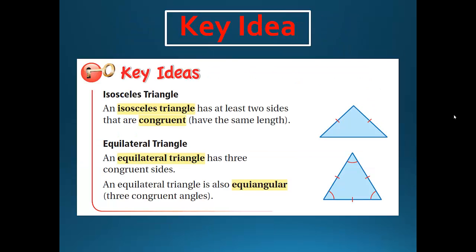Now we'll look at our key idea for isosceles triangles and equilateral triangles. An isosceles triangle has at least 2 sides that are congruent, which means they have the same length. An equilateral triangle has 3 congruent sides. An equilateral triangle is also equiangular, which means they have 3 congruent angles.